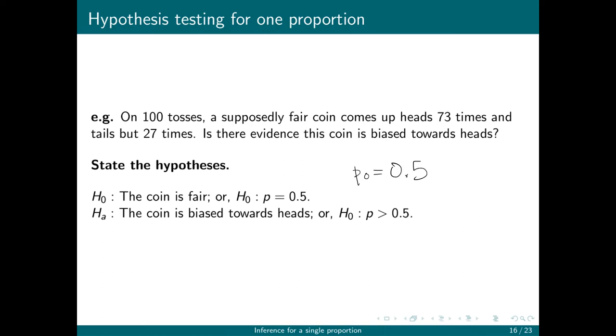Our alternative hypothesis is that the coin is biased towards heads, so H_A is that p is greater than 0.5.